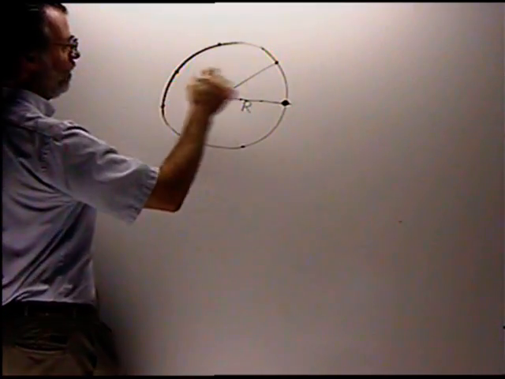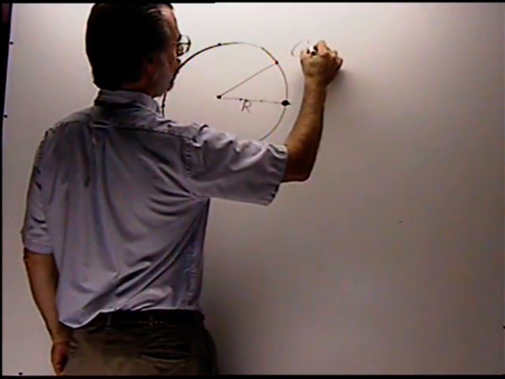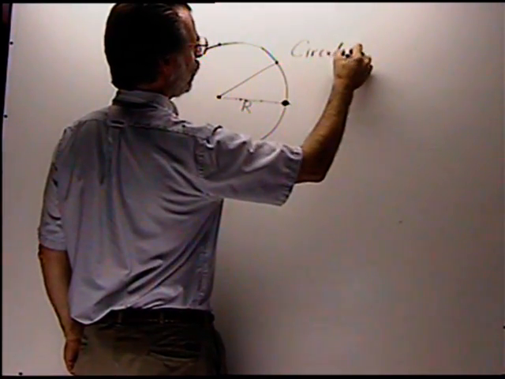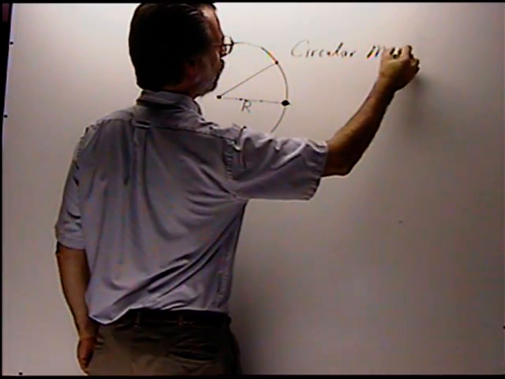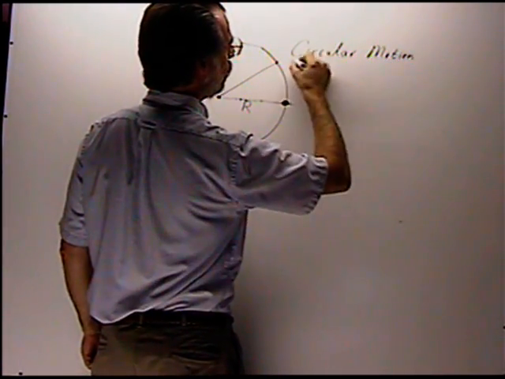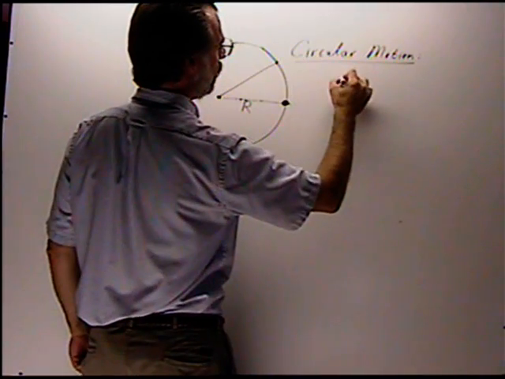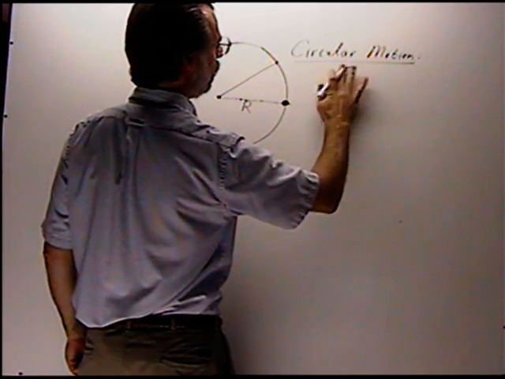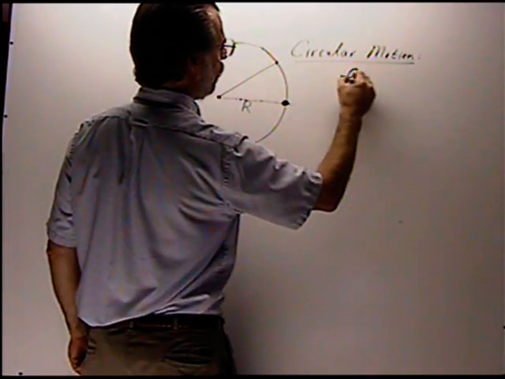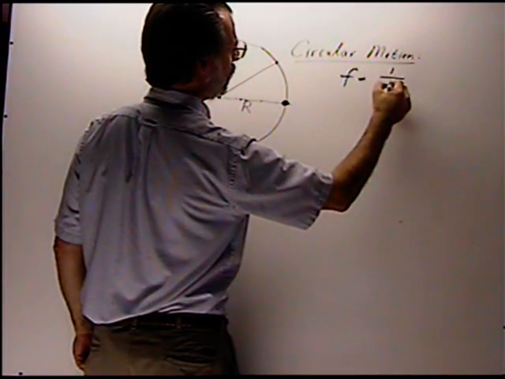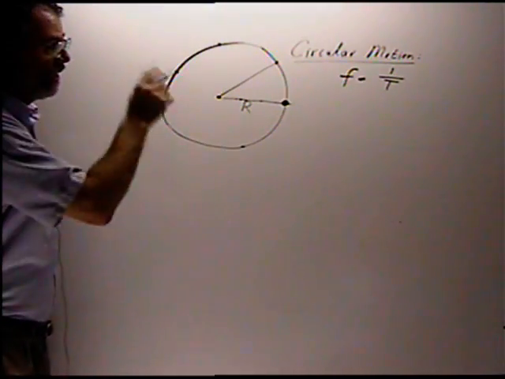Okay, so this is all about circular motion. I'll just write that down. Circular motion. So one of the things we know about circular motion is that the frequency is 1 over the period. Okay, I'm just going to write that equation right there.